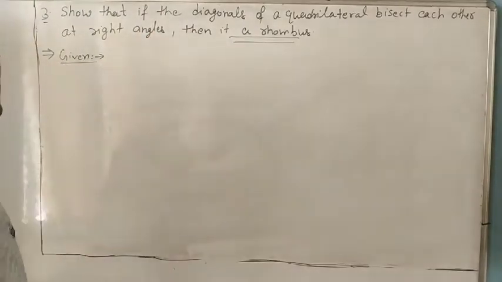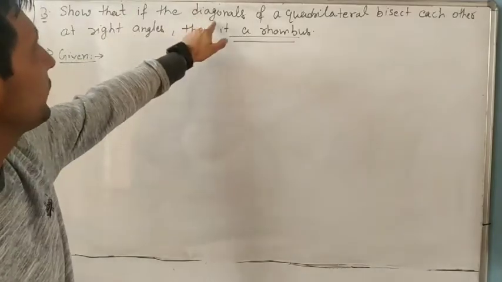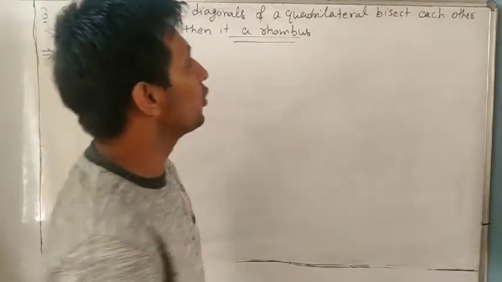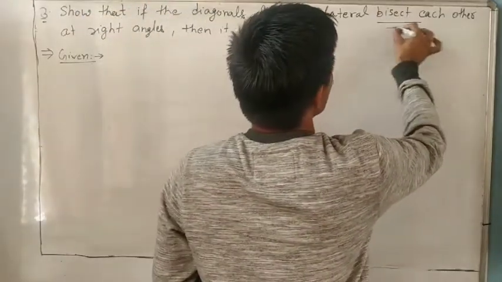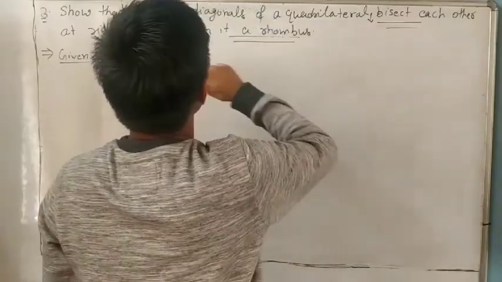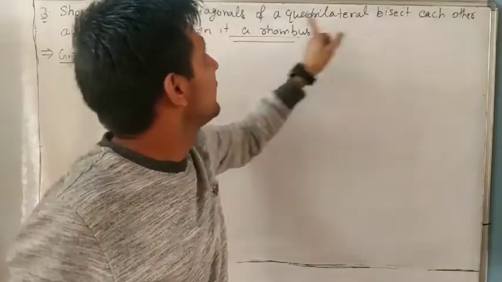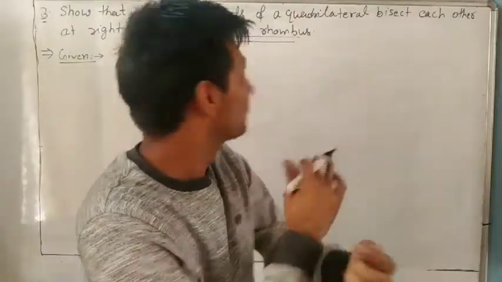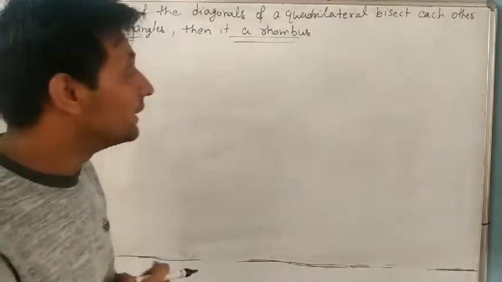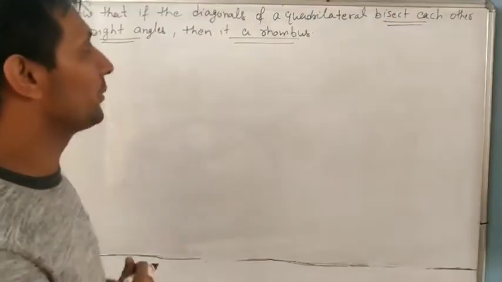In the question, we want to show that if the diagonals of a quadrilateral bisect each other at a right angle, then it is a rhombus. Right angle means 90 degrees. These are the two important things given.